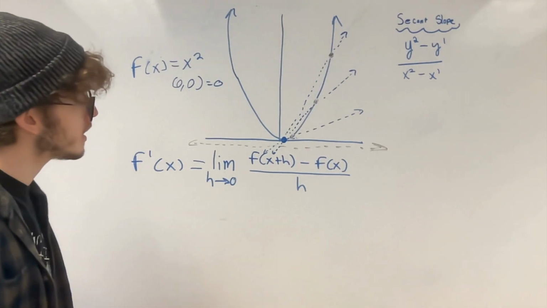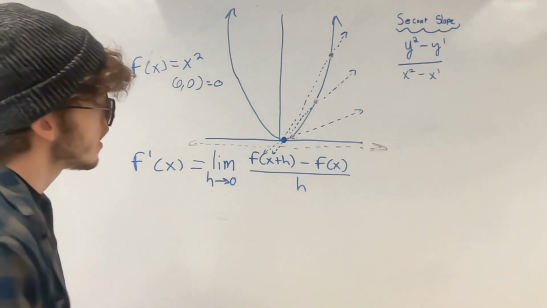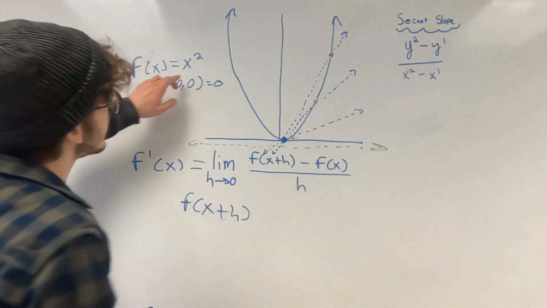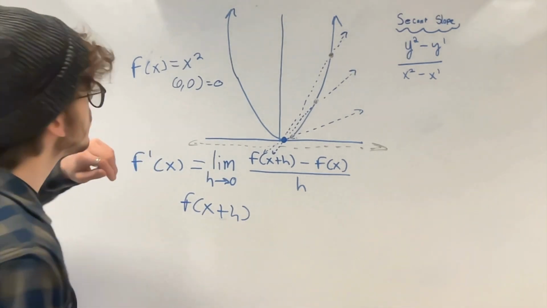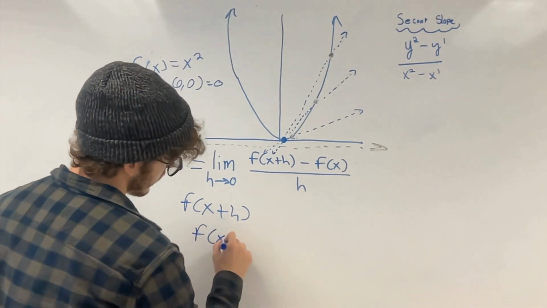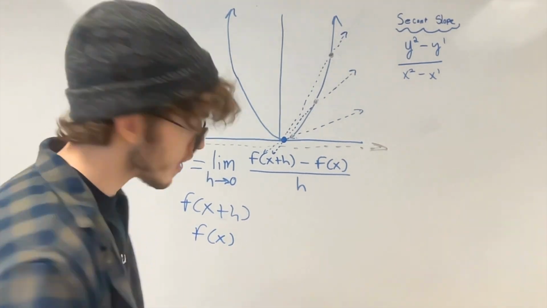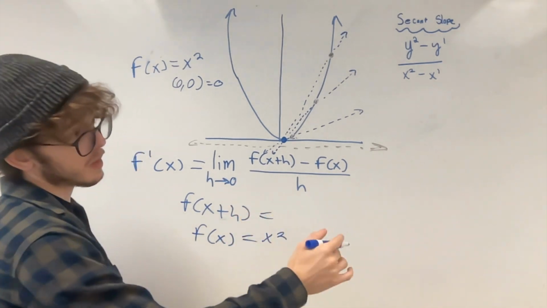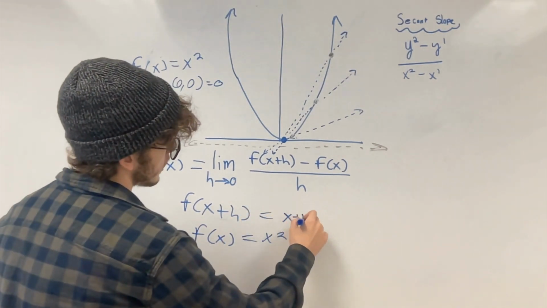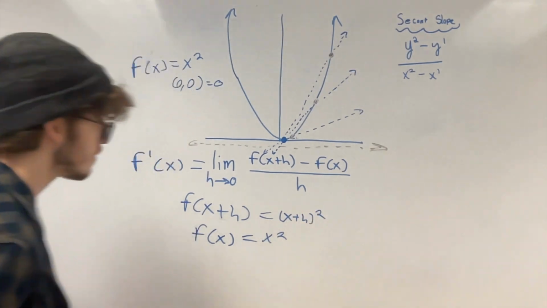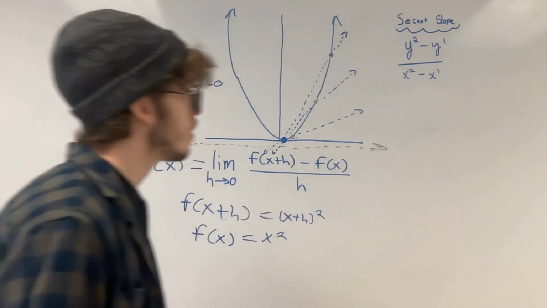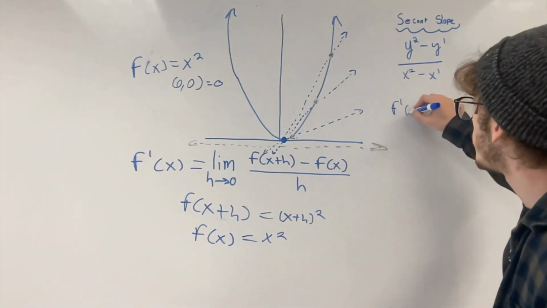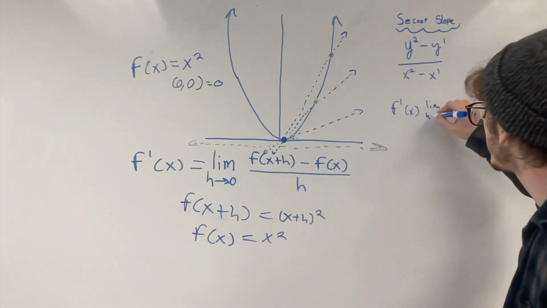So we need to define f of x plus h. Now when you do this, you just take f of x, and anytime you see an x, you add x plus h. So for example, if f of x, in this case, and I just want to make sure you guys can see this. Okay, yes you can. F of x is x squared, so f of x plus h would be x plus h squared, right? Pretty simple. And then it's just all over h. So let's put this together. So we're going to say f prime of x is equal to the limit as h approaches 0.